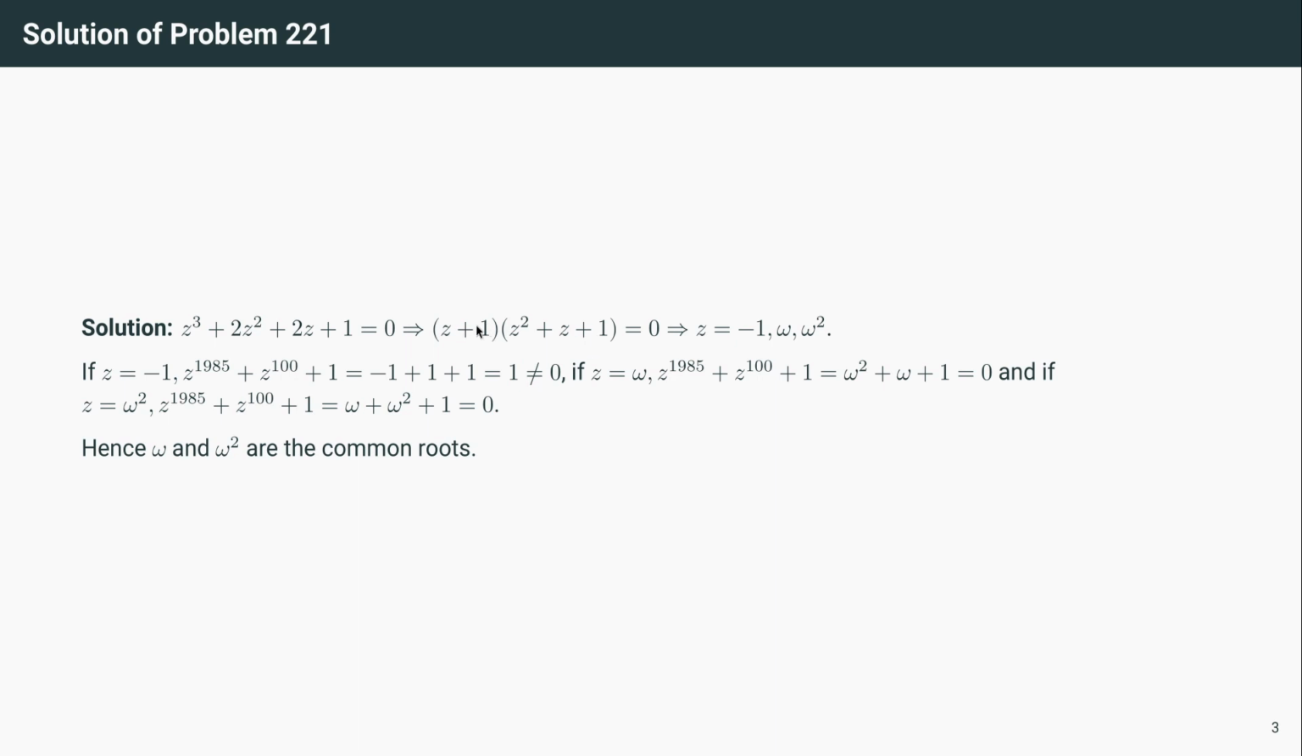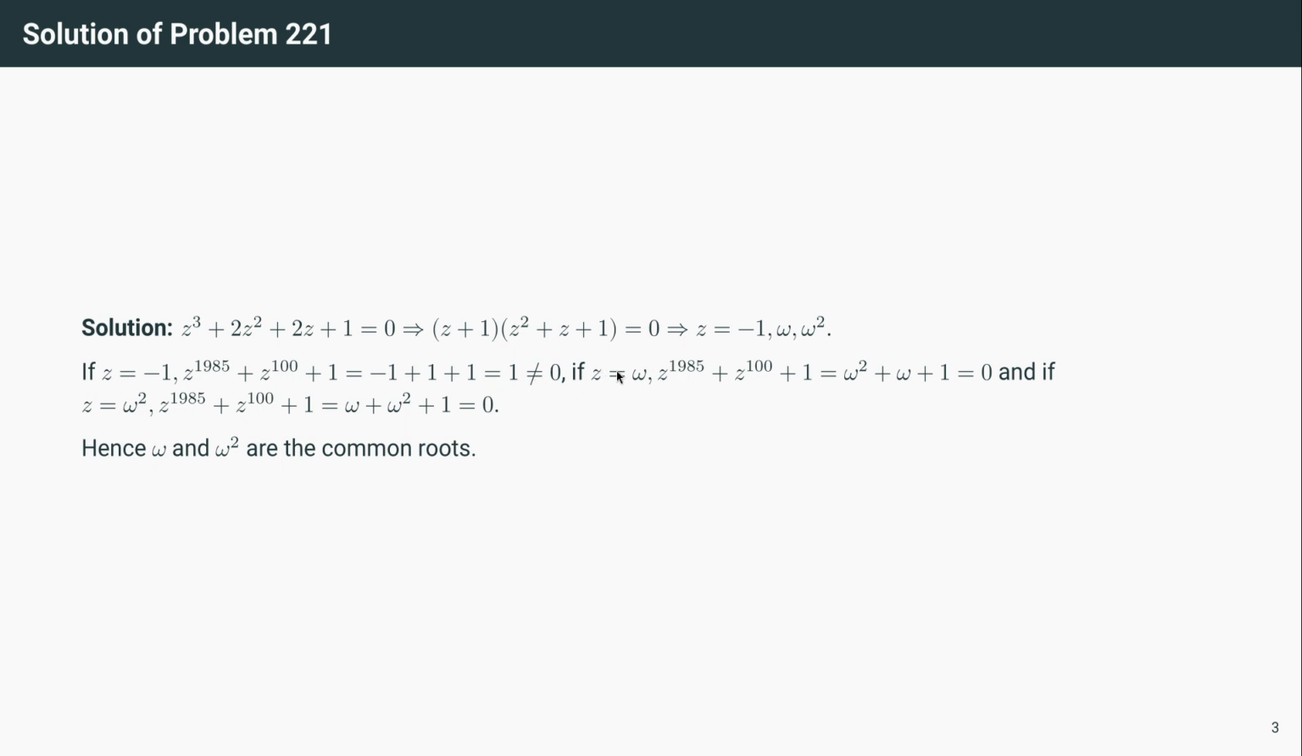Now if z plus 1 is 0, then z is minus 1. And from the second factor, we find z to be cube root of unity, that is omega and omega square. Now if z is minus 1, then z to the power 1985 would become minus 1 because the power is odd. z to the power 100 would become even and this will remain 1. The sum would be 1, which would not be equal to 0.